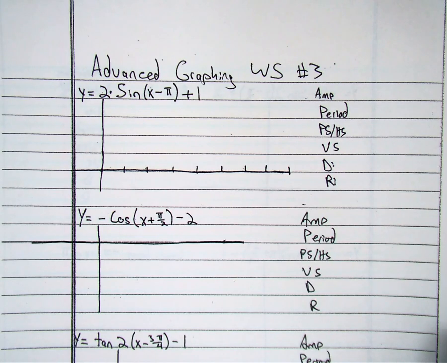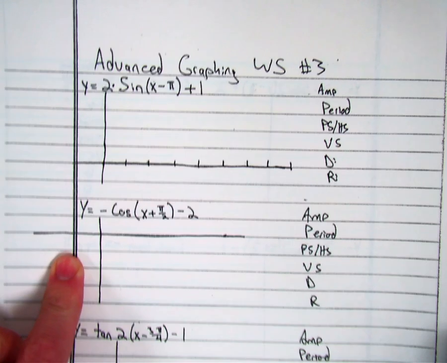No new notes today, but I figured I'd give you a video just to help you get started on the worksheets if you get stuck. I'm going to try to do one of each type, sine, cosine, tangent, and that should leave you with at least one of each type on your own. So let's start with this cosine one.